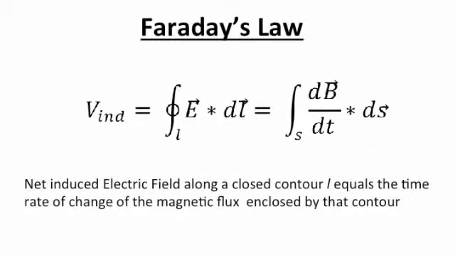So this is the equation for Faraday's Law, and essentially what this means is the net induced electric field along a closed contour, L, equals the time rate of change of the magnetic flux enclosed by that contour. Now what does that mean? I'm going to show you.